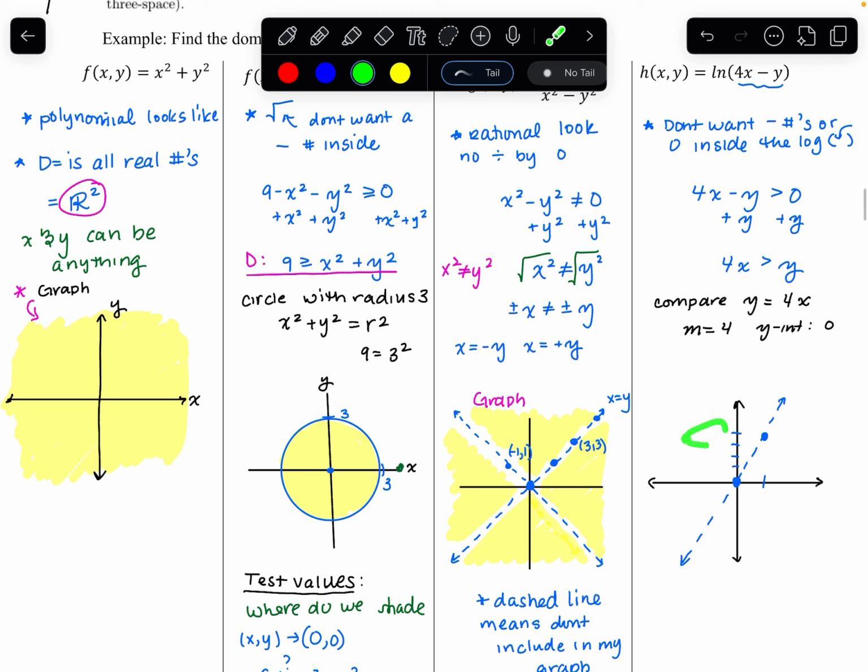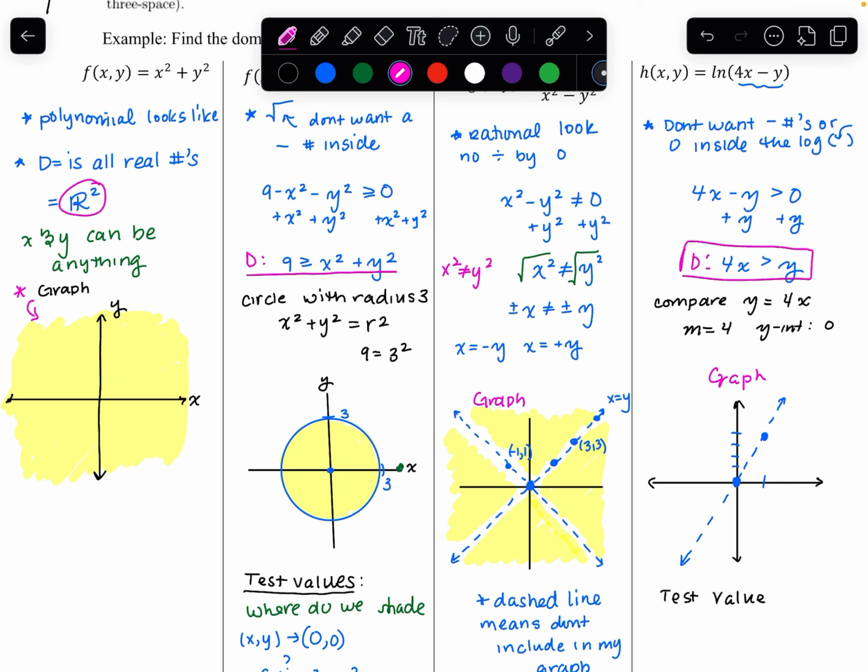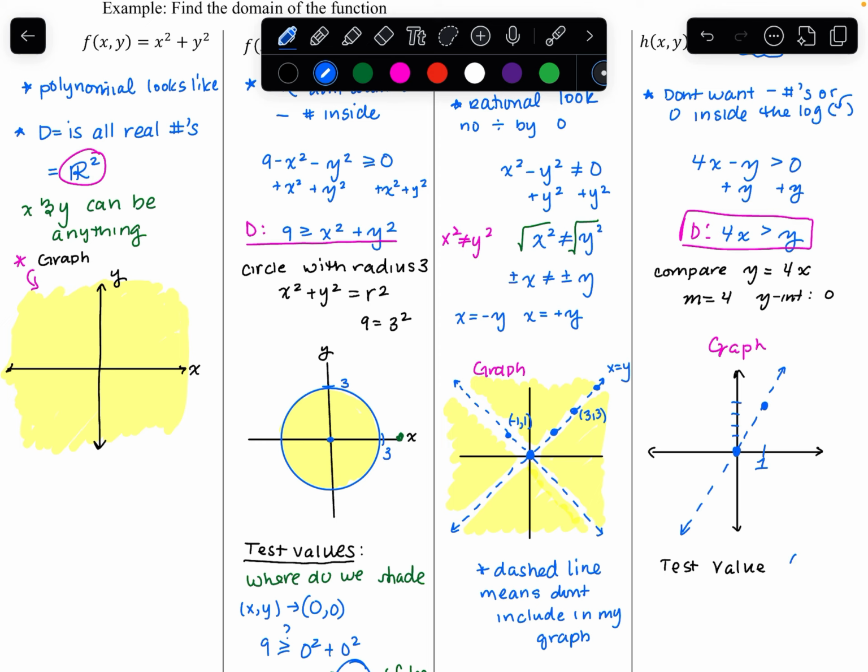Now, the options are, am I going to shade here or am I going to shade here, right? And so I'm going to pick a test value. I have one part of my domain ready to go right here. Now I just need to put together the graph. And so I'm going to pick a point that is kind to me, like this point maybe right here, the point 1, 0. I'm going to plug it into that relationship, 4 times 1 greater than 0, and I'm going to ask myself, is this true or false? So 4 times 1 is just 4. Is 4 bigger than 0? True.